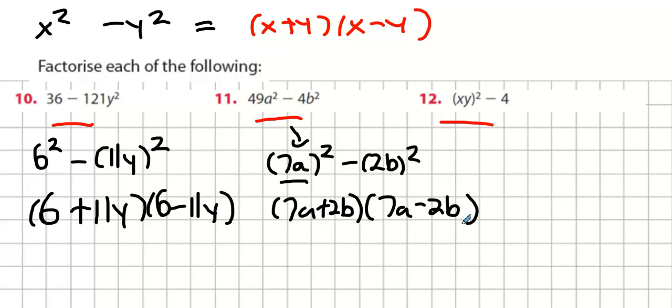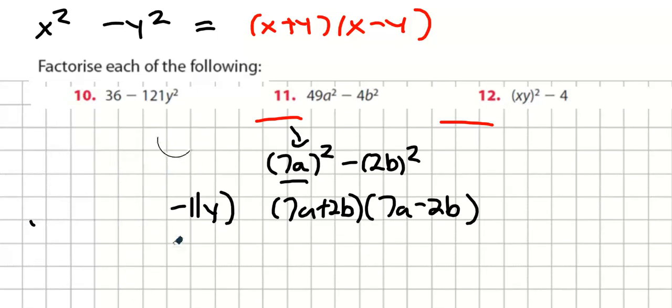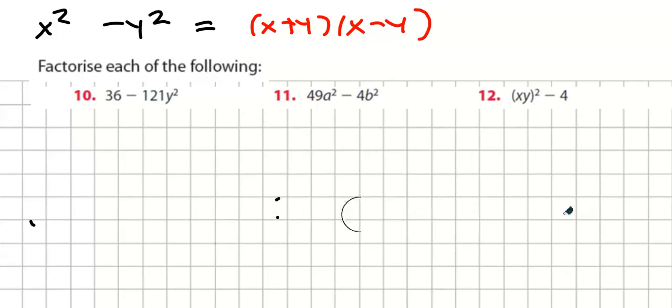Now, the next one's a bit tricky. Does anybody want to take a guess at the next one? Yes, sir. Yeah, go on. Yeah, you nailed it. Well done.